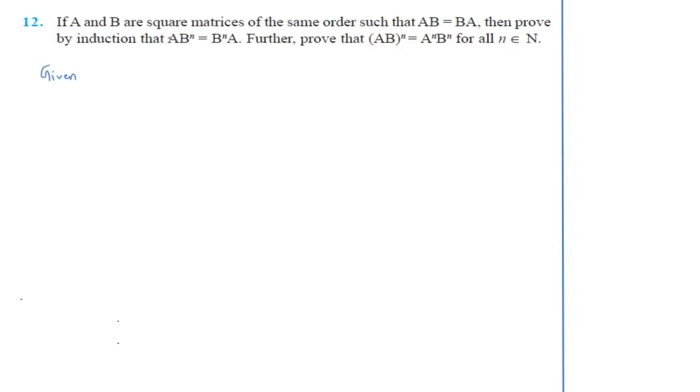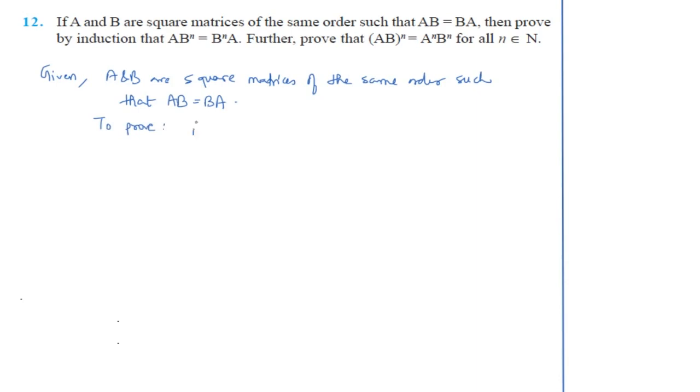Given that A and B are square matrices, obviously they have to be of the same order, such that AB is equal to BA. Now we need to prove that P of n, let us assume it to be the statement which we need to prove, is B to the power n A, for all n that belongs to the set of natural numbers.